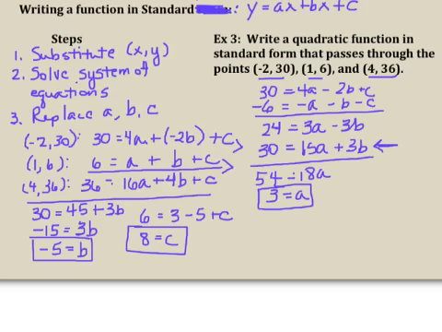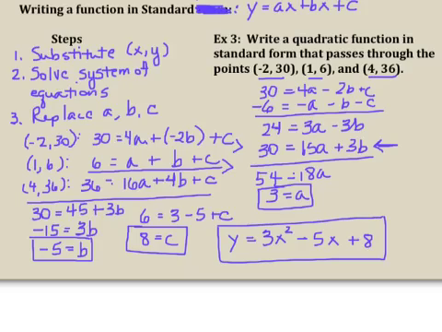Okay, so my equation in standard form is y equals 3x squared minus 5x plus 8. And that is our answer right there.